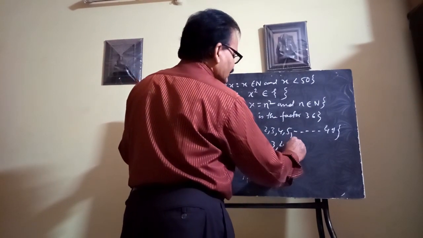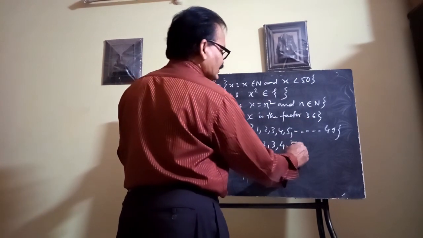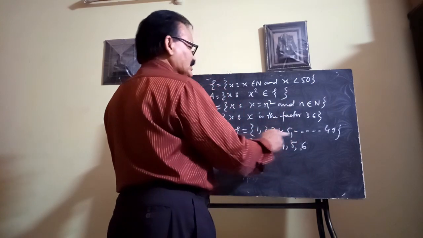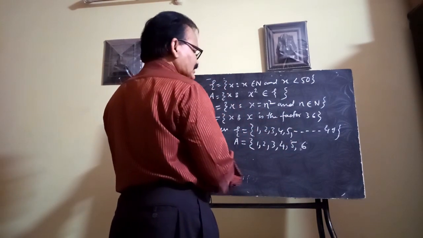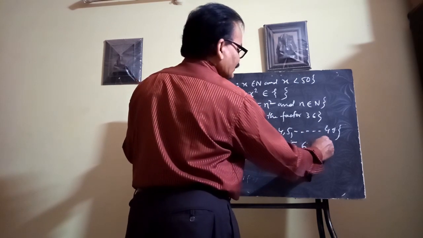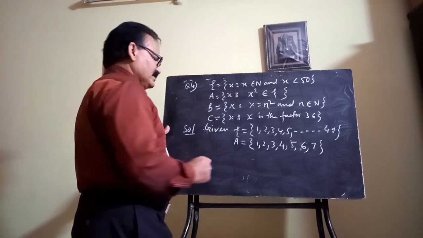Then 5 means 5 square is your 25, also lies on it. 6 square is your 36. So your element is x. So here also 6. Then 7 square is your 49. So this is your set A.